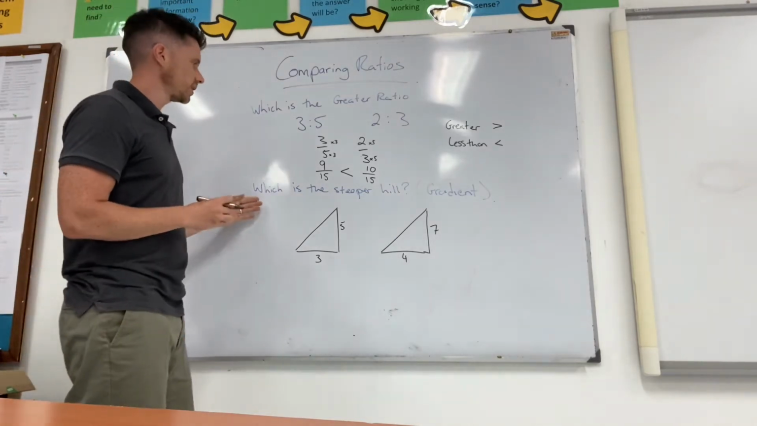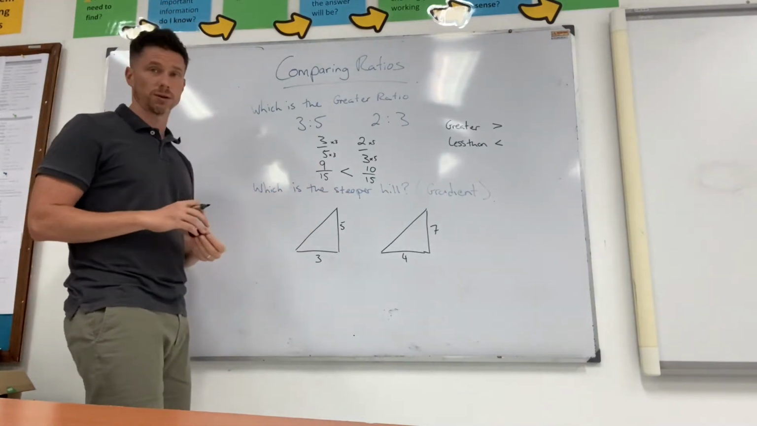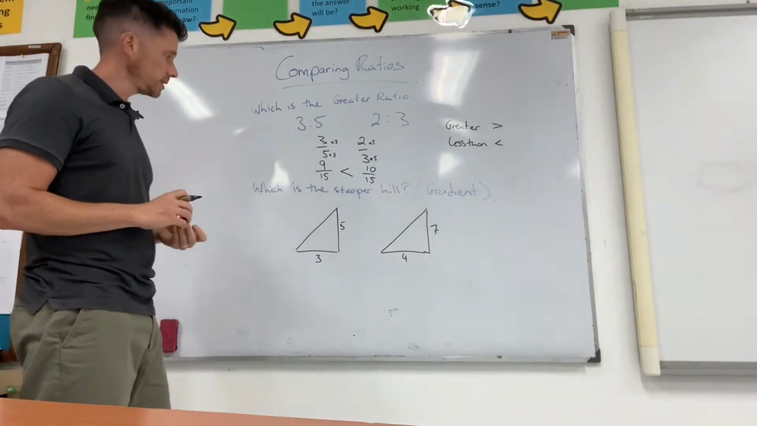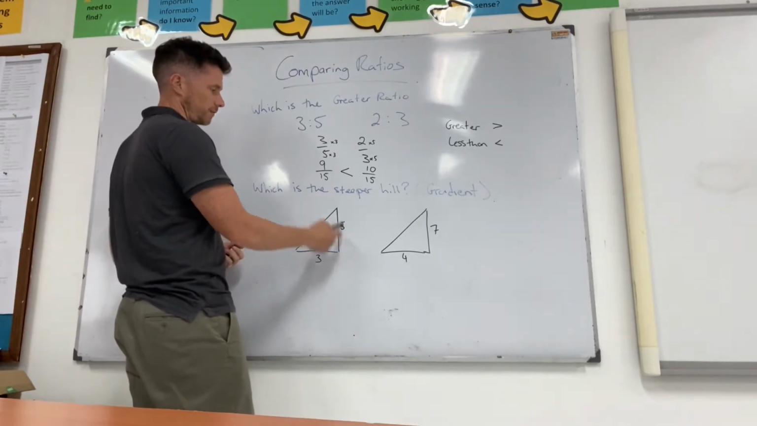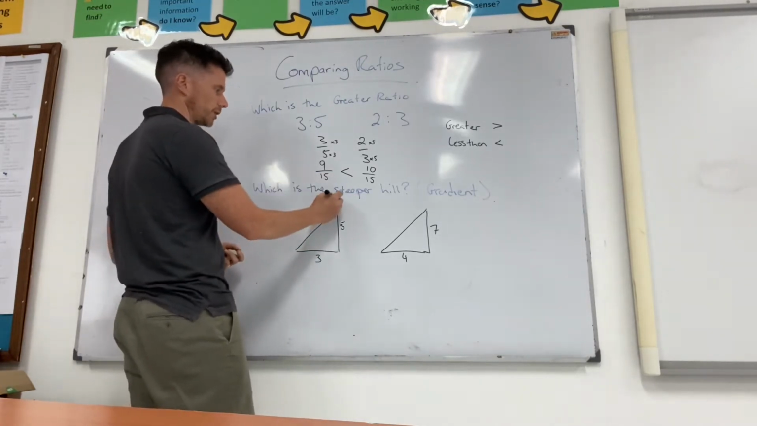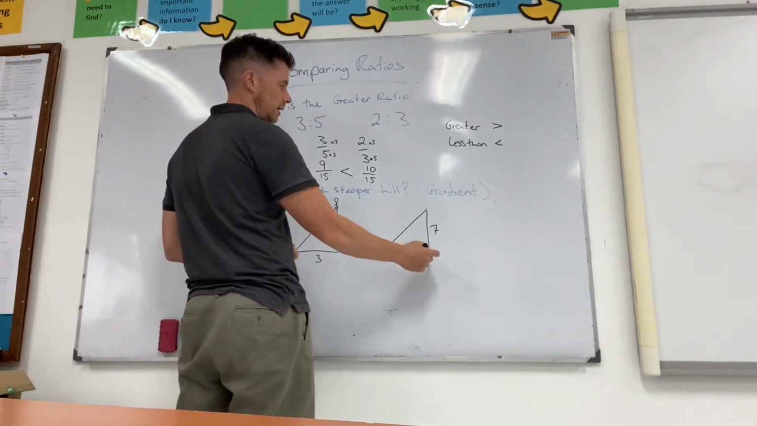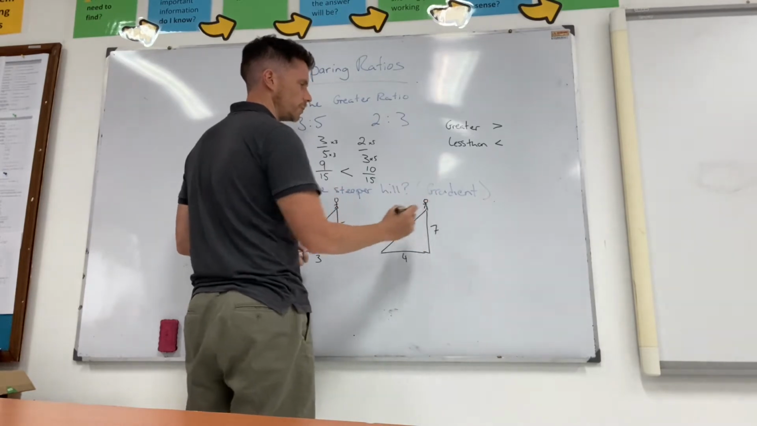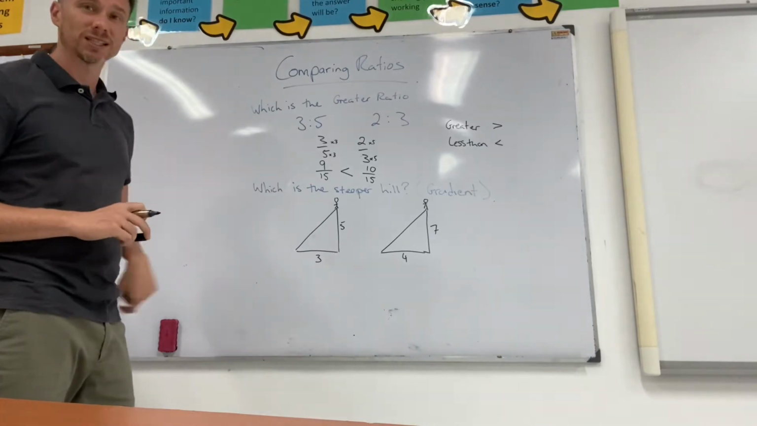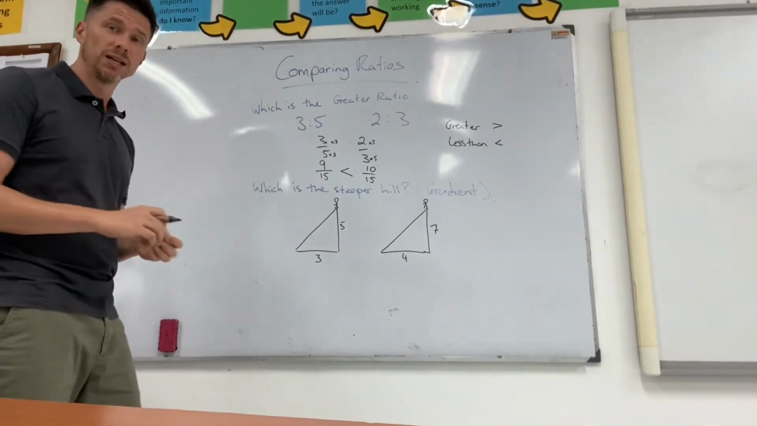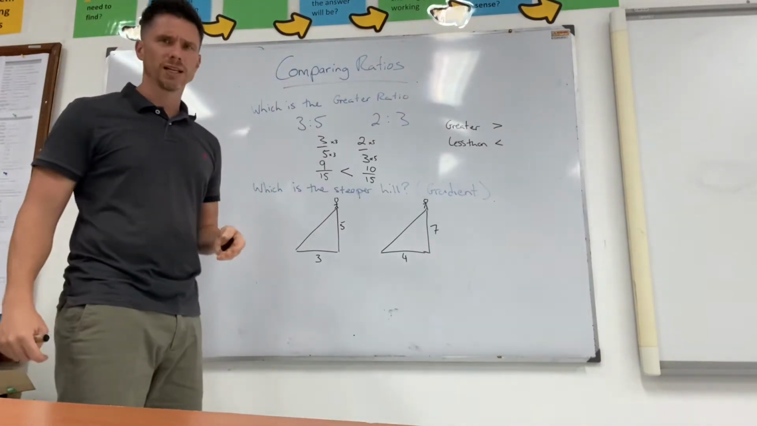Something interesting that this can be used for is to look at something called gradient, or the steepness of a line or a hill. So we've got a hill that's, let's say, 3 meters across and 5 meters up to reach its top point. If you climbed this hill, or one that was 4 meters across and 7 meters up, which would be the more difficult hill to climb? We could compare ratios for this, and this is called gradient. The gradient of a hill is how far you go over versus how much you go up. If you think about that logically, it makes sense.